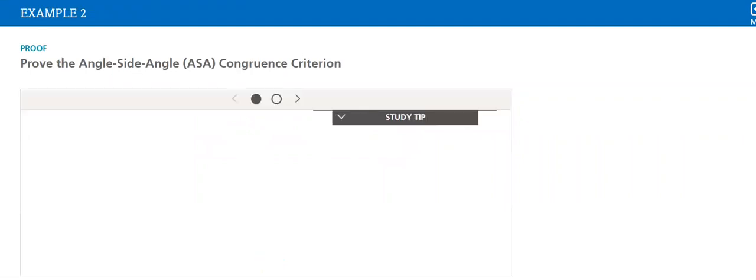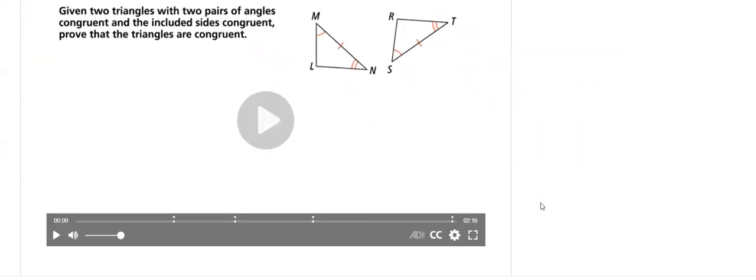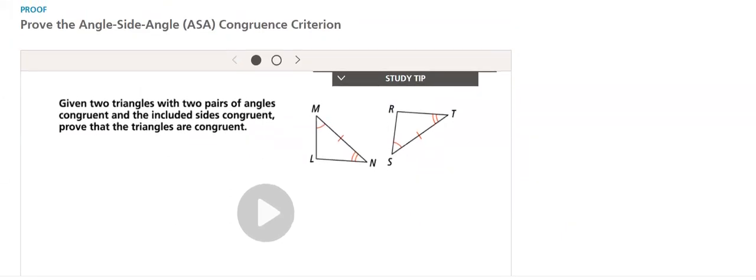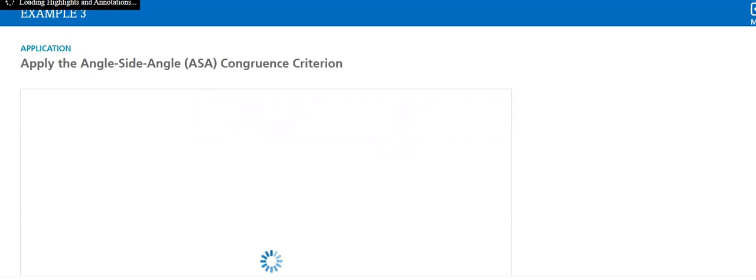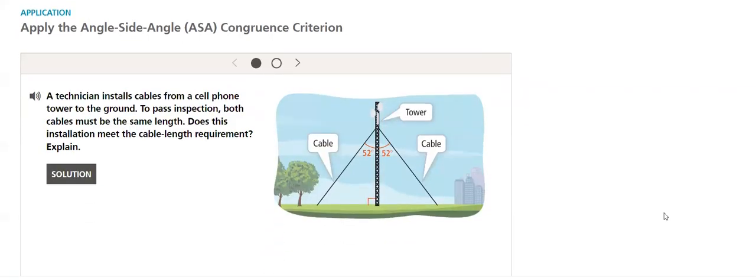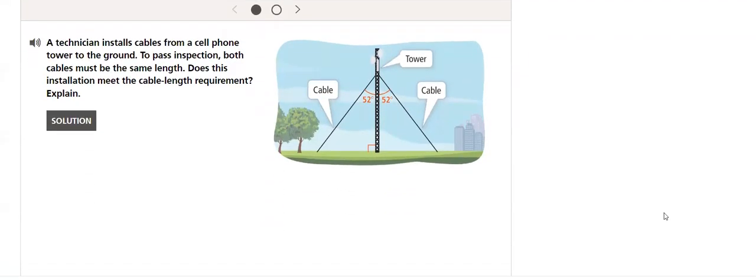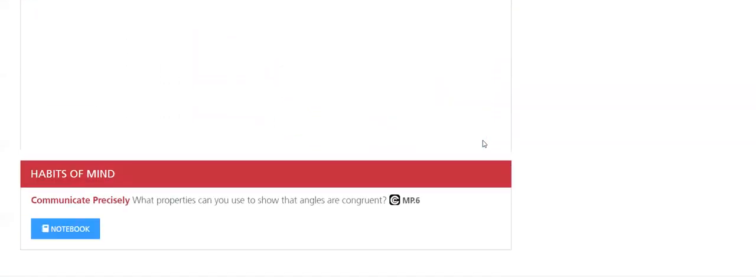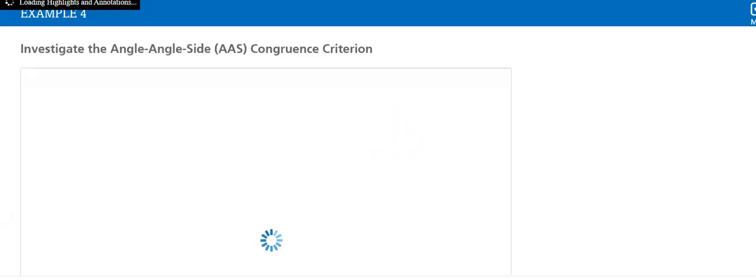Then we will learn how to prove it using the methods that we have taken before. We will apply it using different triangles, different techniques. How is it related? And then we will solve many other examples.